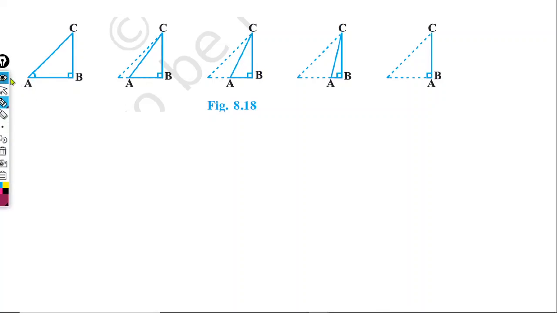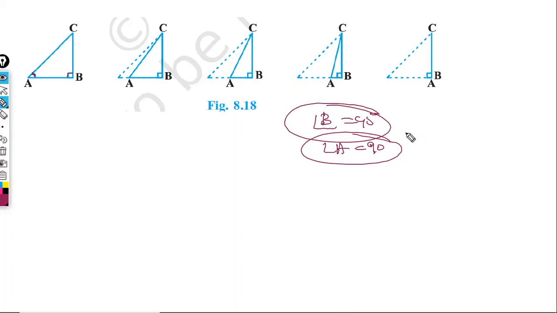Okay, here you can see triangle ABC is there, right angle at B. Suppose we want angle A to be 90 degree. First thing you say, can a right angle triangle have two angles of 90 degree? Suppose angle B is equal to 90 degree. Now can angle A also be equal to 90? It will not be possible, isn't it? Because the sum of three angles is 180 degree. If two angles are 90, then the other angle will be 0.